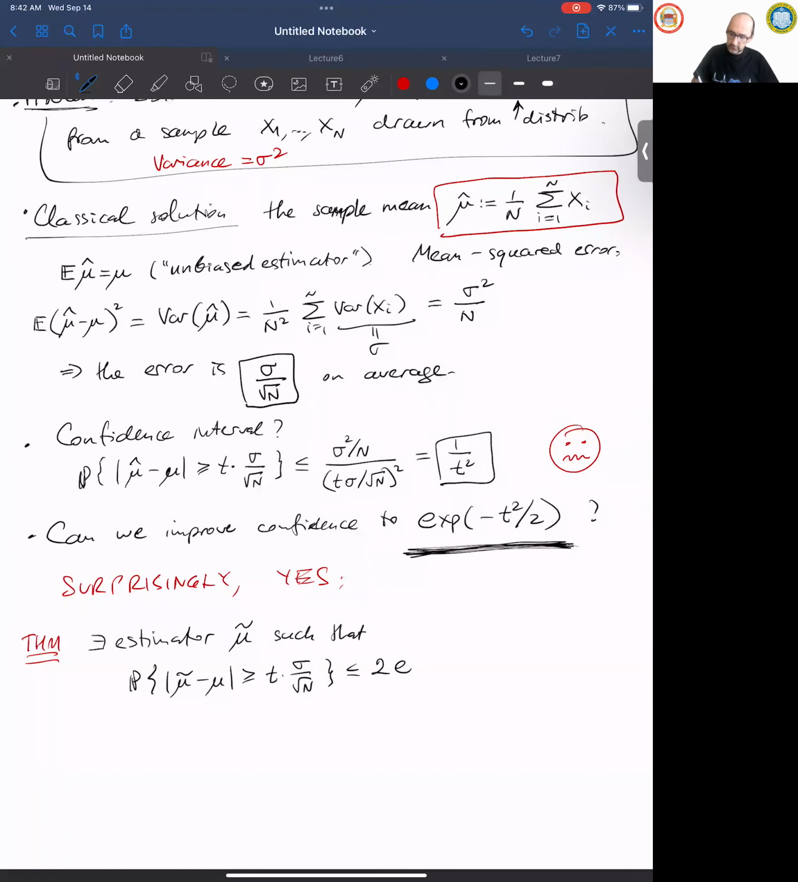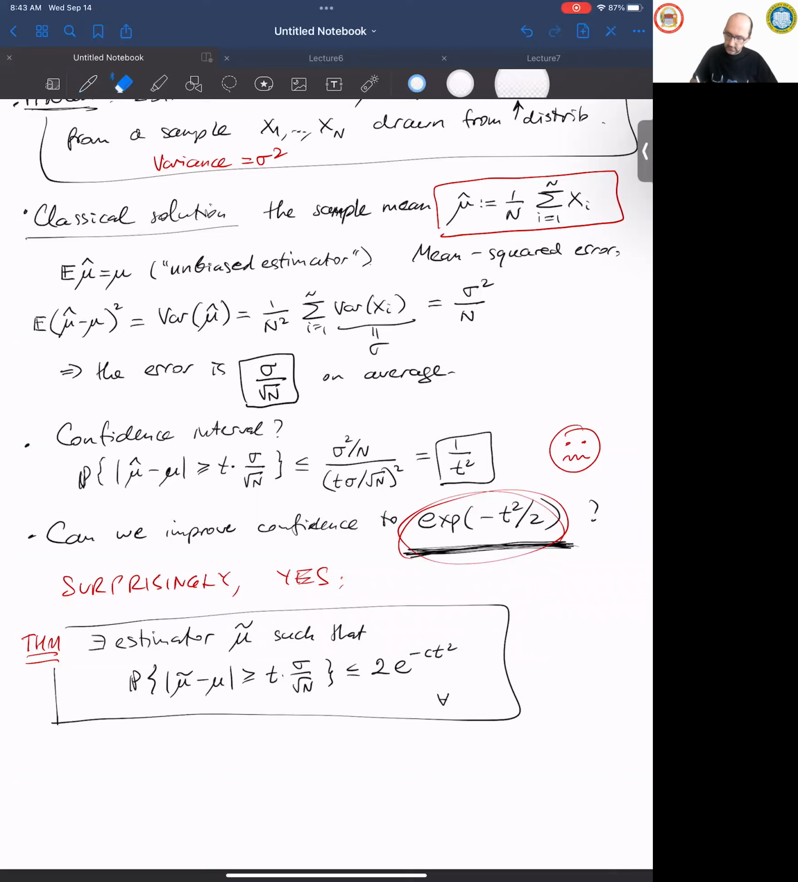Smaller than twice e to the minus... Well, maybe I should tone it down a little bit. I'm not so sure about divide by 2, but some constant width is definitely true. e to the minus c t squared, for any t. And c is just an absolute constant. I just can't recall what it is, like 1/3 or 1/4 or something like that.